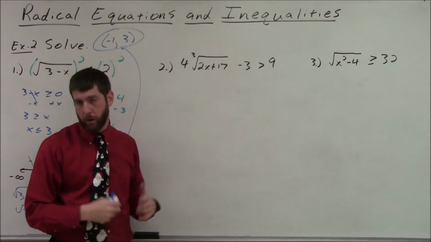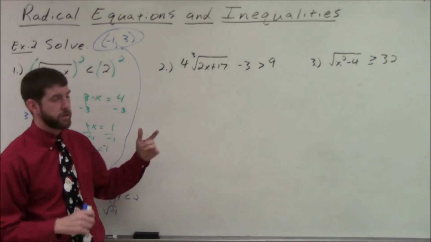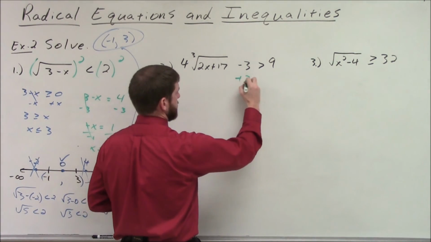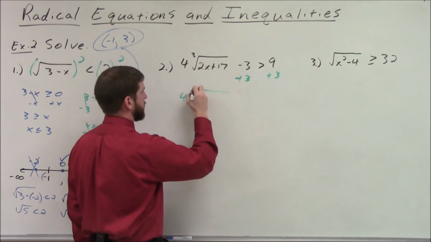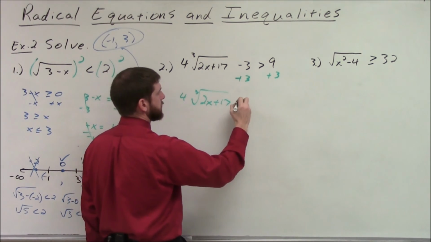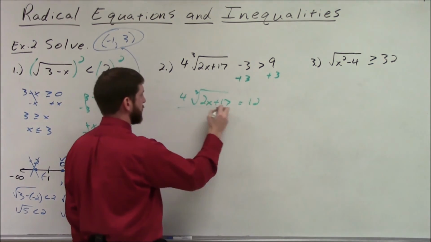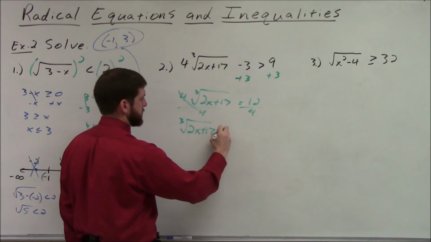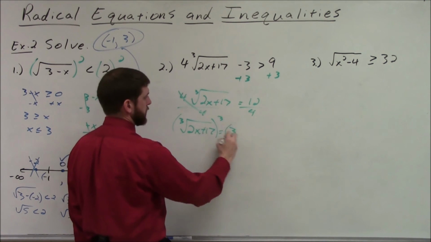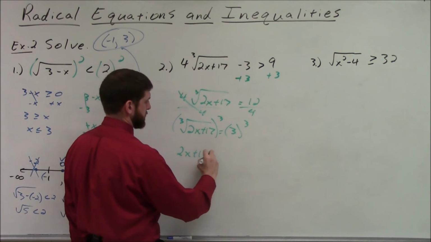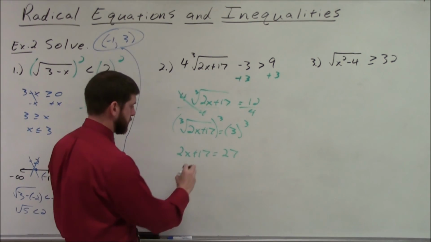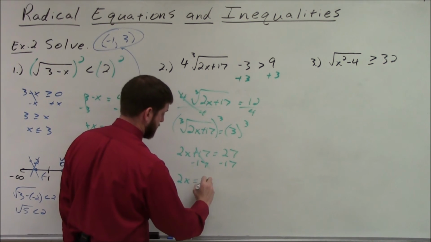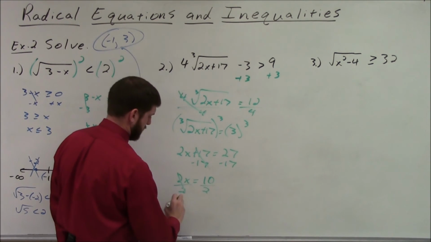Now let's look at the next one. We have an odd root, so I don't have to worry about domain restrictions. There are no restrictions on the domain of odd roots. So we just go straight into solving it. We'll start by moving my 3. So I get 4 cube root of 2x plus 17, we're just going to treat it like an equal sign, equals 12. Divide by 4. So I've got cube root of 2x plus 17 equals 3. To get rid of a cube root, we cube both sides. 2x plus 17 equals 27. Then we just isolate our variable. Move the 17: 2x equals 10. Move the 2: x equals 5.